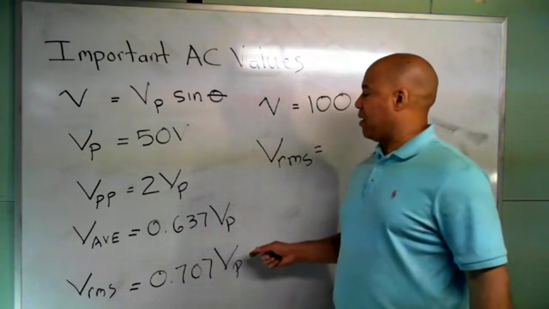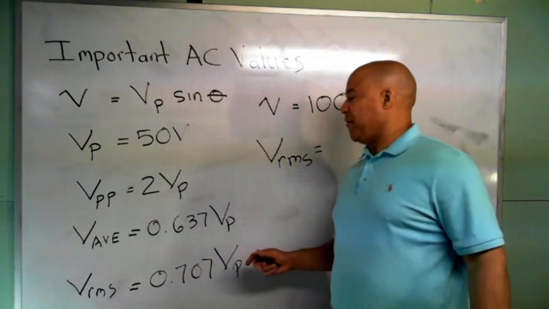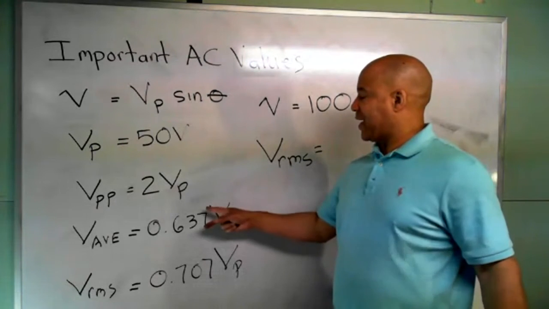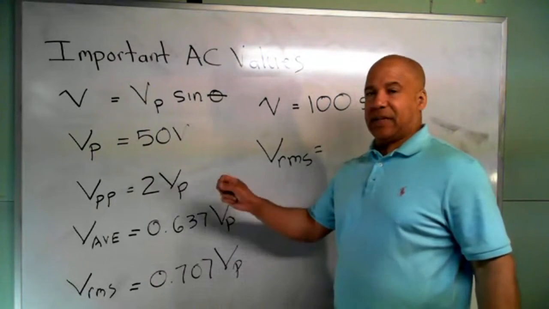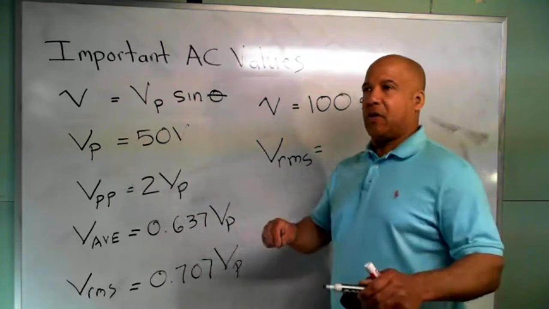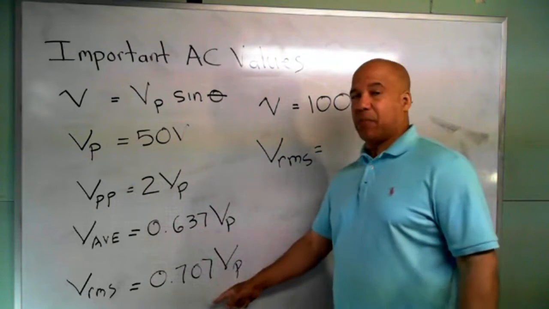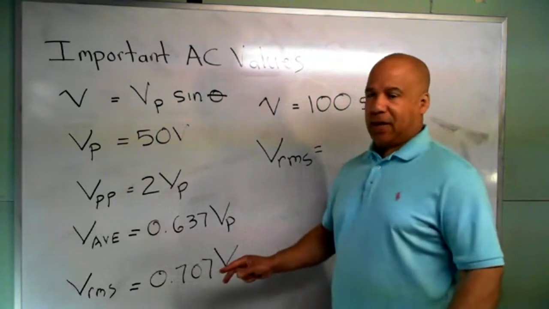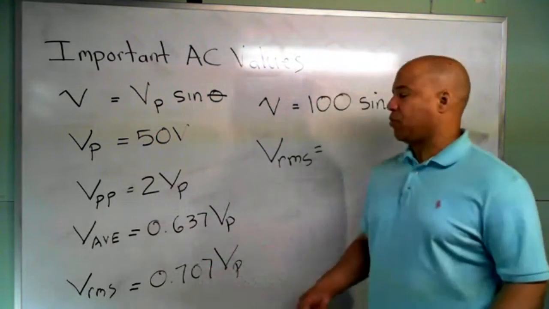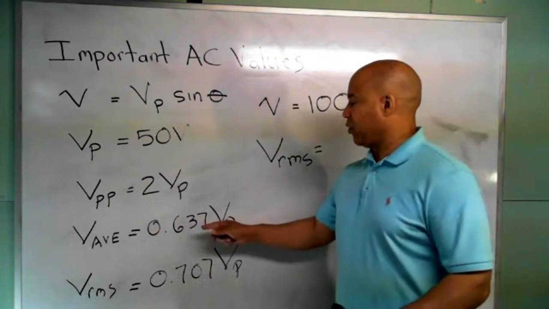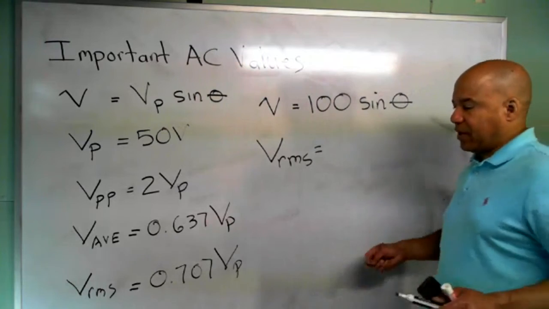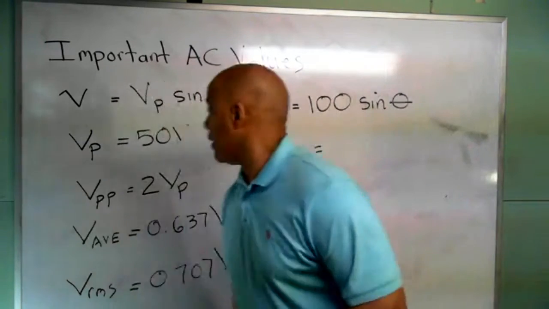And by the way, these numbers, 0.637 and 0.707, if you wonder where they came from, if any of you have taken calculus before, you can actually, through calculus and something called integration, get these numbers right here. You can go through and do the math that shows you where these numbers come from. We don't worry about that in what we're doing. We just use them. But again, we just want to use them.